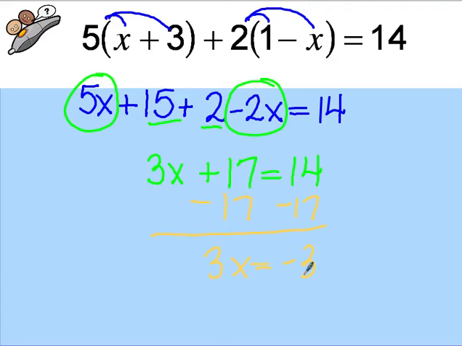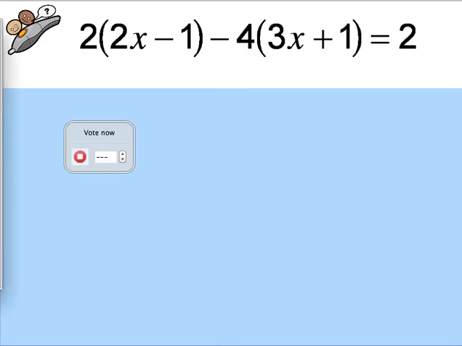Okay, let's go ahead and try another one like that. We'll see how well you do. There you go, 2 times 2x minus 1 minus 4 times 3x plus 1. Be careful with that minus 4. And that equals 2.